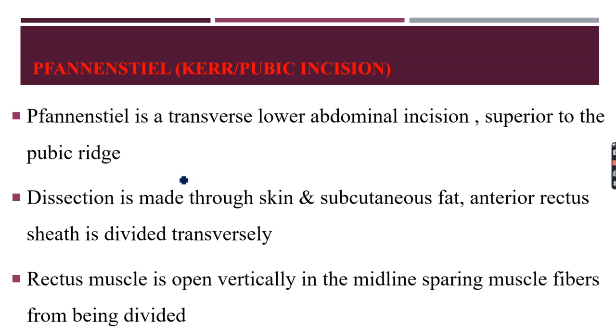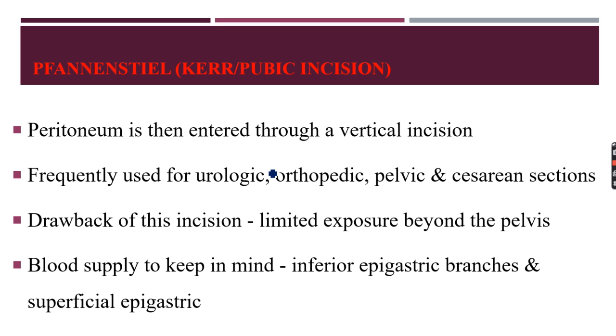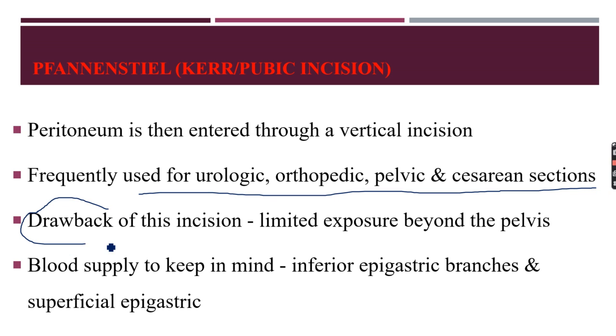Venesteen is a transverse lower abdominal incision superior to the pubic ridge. Dissection is made through the skin and subcutaneous fat. Anterior rectus sheath is divided transversely, whereas rectus muscle is opened vertically in the midline, sparing the muscle fibers. So muscle fibers don't divide in Venesteen. Then peritoneum is entered through a vertical incision, and this Venesteen incision is frequently used for urologic, orthopedic, pelvic and cesarean sections.